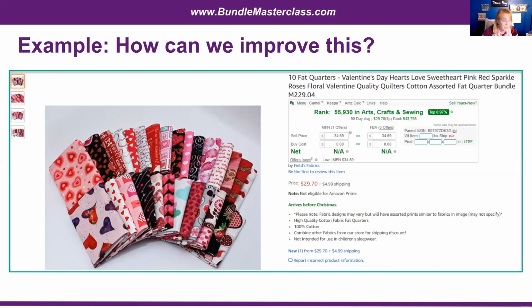Do you think the title is too many keywords crammed in? Read the first line: Valentine's Day, hearts, love, sweetheart, pink, red, sparkle, roses, floral, Valentine, quality quilters, cotton, assorted, fat quarter bundle, M22908 is the title of this bundle. Terrible. And it's still ranking. Crazy. So somebody do this better. I'm throwing down the gauntlet to everybody who is in this webinar. Somebody go do a better bundle for quilters and Valentine's Day.